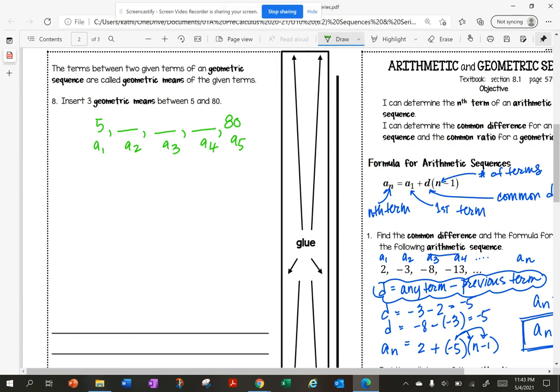So I know that my fifth term, so I'm writing my equation, my fifth term is my first term, which is 5, times the common ratio r to the n minus 1, so this is r to the 4th. And I know this term equals 80. So I'm going to divide both sides by 5, so I get r to the 4th equals 16. So I'm going to take the 4th root, just like I did on the previous example, and get r equals 2.